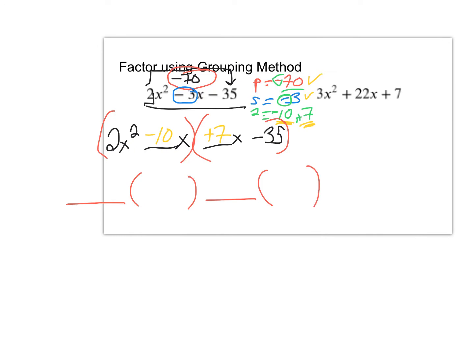All right, let's start taking out GCF, greatest common factor. So starting in the first parenthesis, between 2 and 10, I can take out a multiple of 2. Between x squared and x, I can take out an x. So 2x squared divided by 2x is just x. Negative 10x divided by 2x is just negative 5.